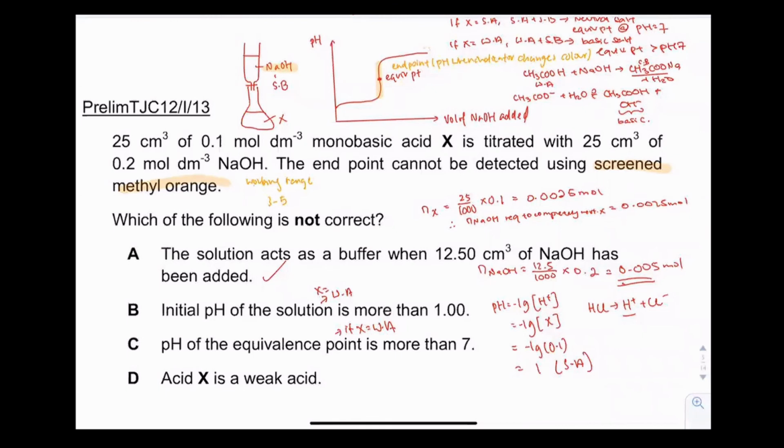So therefore, if X is really a weak acid, then all of these are correct and then only A is wrong. If X is a strong acid, then B, C, and D are wrong, which cannot be possible because you're only supposed to have one wrong answer. So therefore, it must mean that acid X is a weak acid. So therefore, B, C, and D are all correct. Therefore, they are not the answer. So therefore, the answer is A.